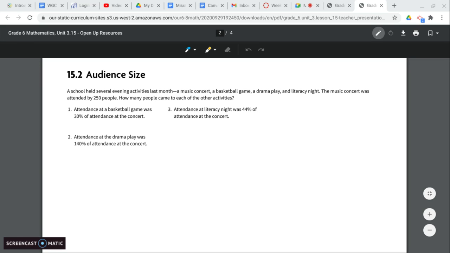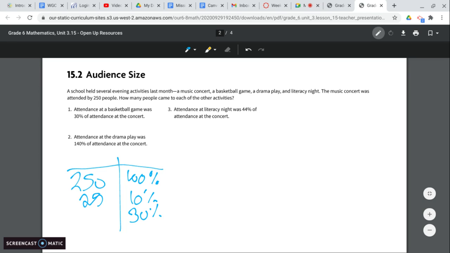So if we know the music concert was attended by 250 people, we can make a table that shows percentage and the values for each of that. So if 250 was 100%, 10% would be 25. So to find 30%, we're going to take and multiply 25 by 3, because to go from 10 to 30, we'd multiply by 3. So to go from 25 to our new value, we would also need to multiply by 3. So that's going to give us 75. So there are 75 people at the basketball game.